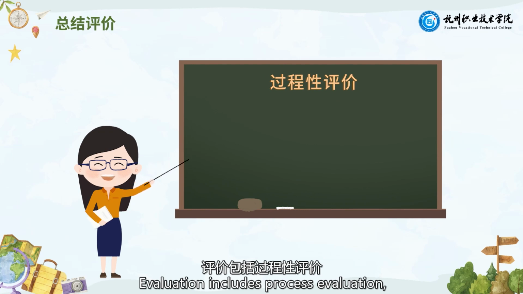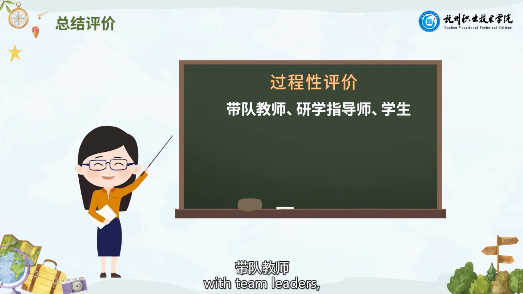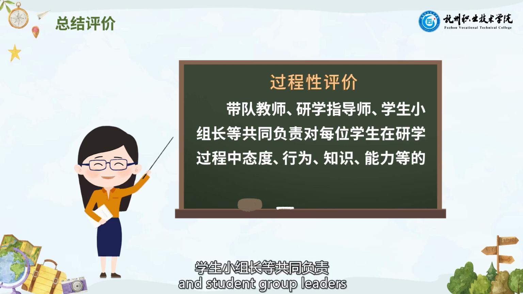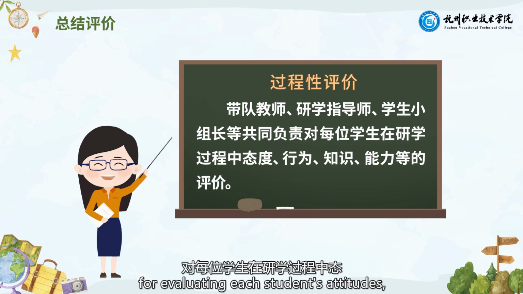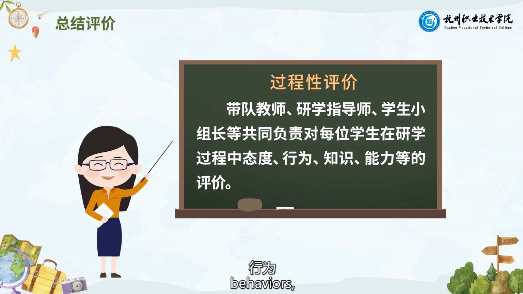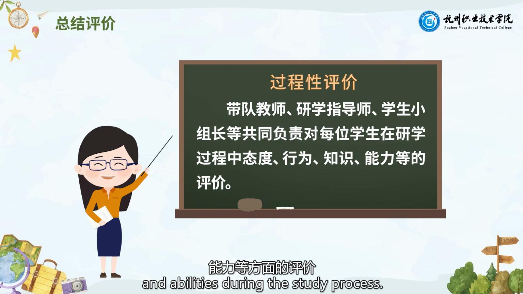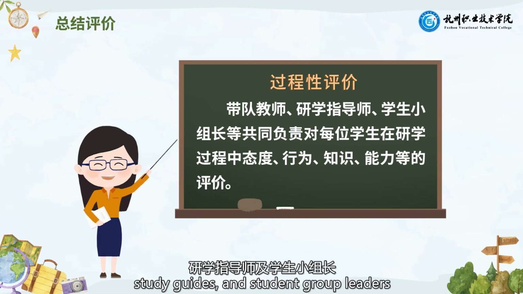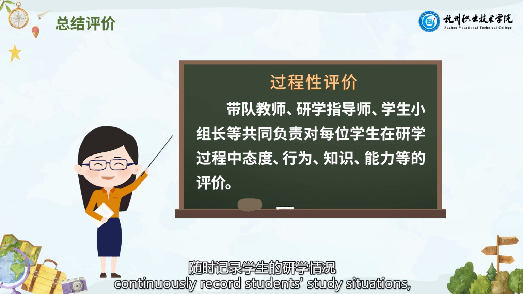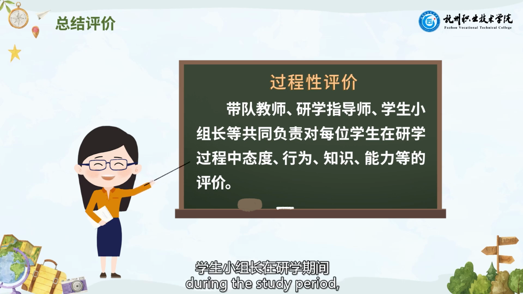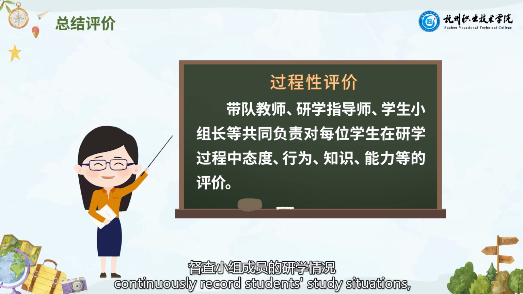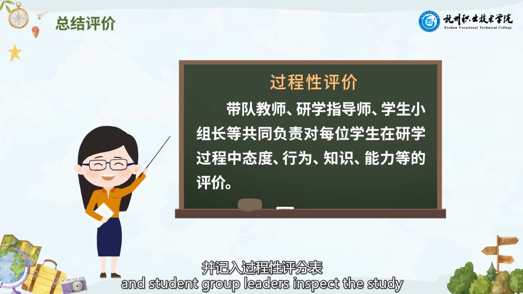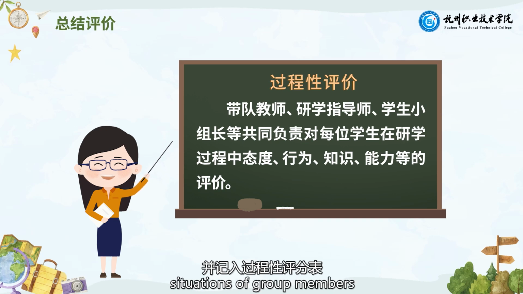Finally, course evaluation and reflection. Evaluation includes process evaluation, with team leaders, study guides, and students' group leaders jointly responsible for evaluating each student's attitudes, behaviors, knowledge, and abilities during the study process. Team leaders and study guides continuously record students' study situations, and student group leaders inspect the study situations of group members.